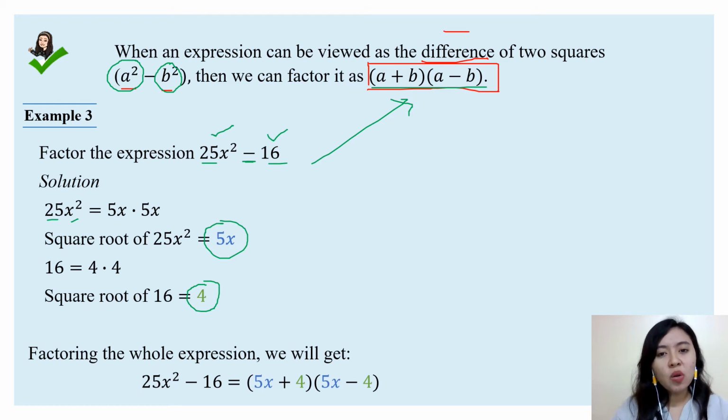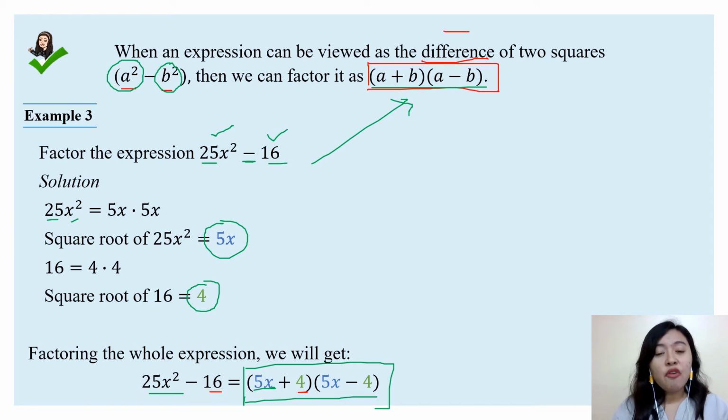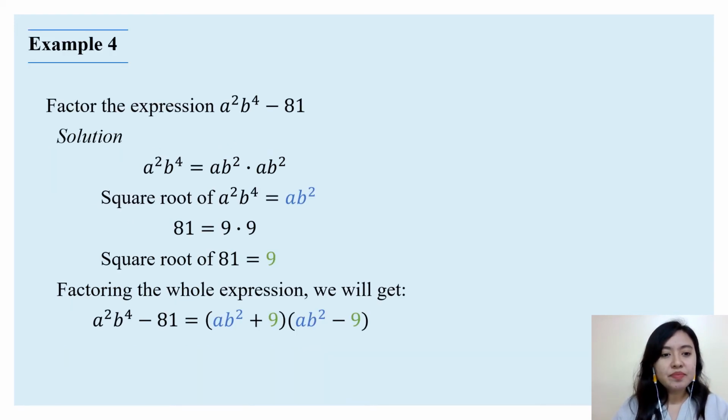So factoring the whole expression, we will get a factor of quantity 5x plus 4 times quantity 5x minus 4. We got the square root of 25x squared, which is 5x, and the square root of 16, which is 4. So we have applied our pattern successfully. Let's have another example in our next slide.